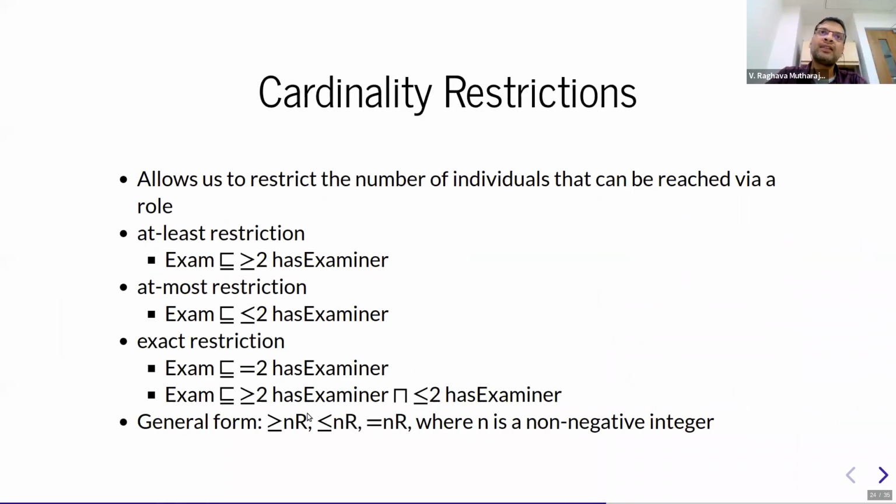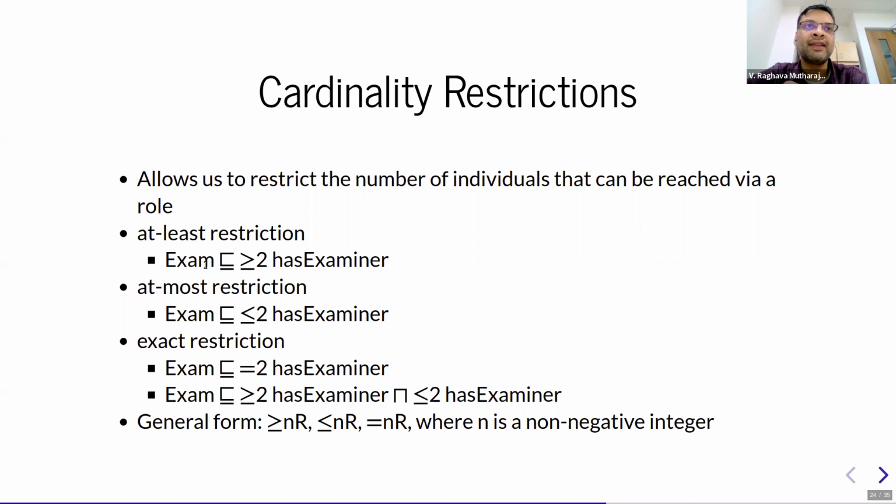Okay, so let's go ahead with the cardinality restrictions. These allow us to restrict the number of individuals that can be connected to each other. After we go over this, we can also convert the existential quantifier into one of these, so we'll look into it.